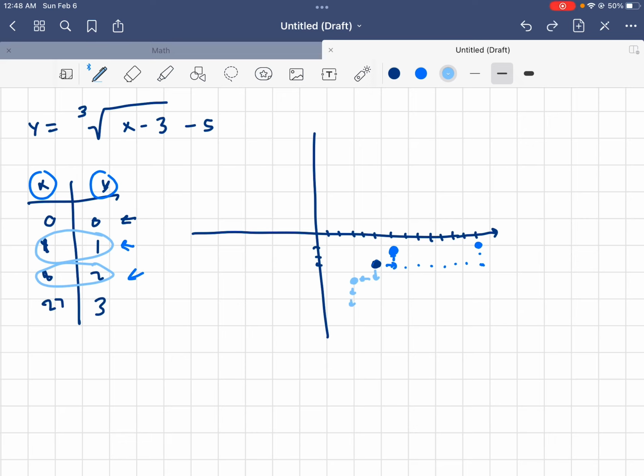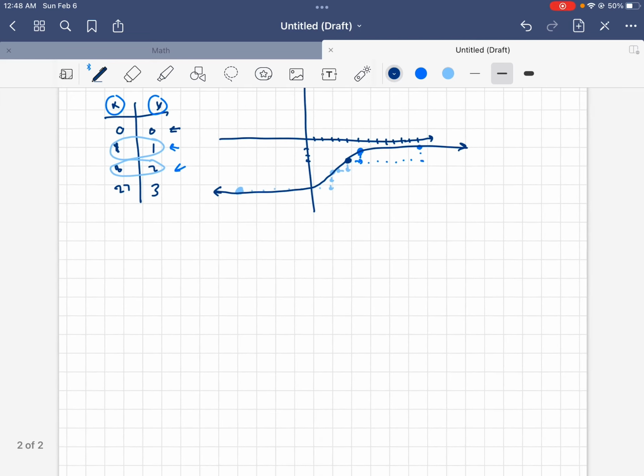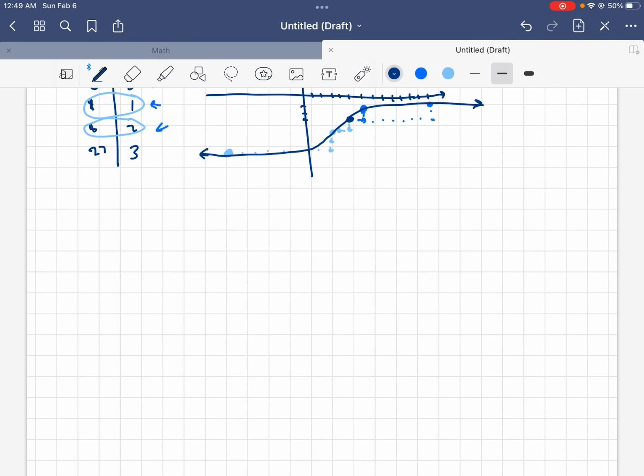And then you're going to go over 8. 1, 2, 3, 4, 5, 6, 7, 8. And so your graph will be something like this. And you'll just have arrows at the end because it's going to be continuous. Okay. So now let's do another one.